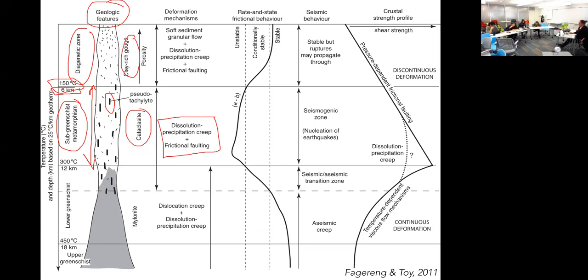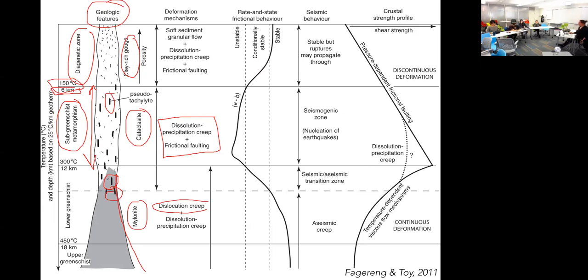Then above 300 degrees, or whatever appropriate threshold for the mineralogy of your rock, you start to see the tailing off of earthquakes. These are the last or deepest earthquakes. You start to spread out into a mylonite zone that might get thicker than the shallow fault, and you start to see crystal-plastic deformation mechanisms become important.